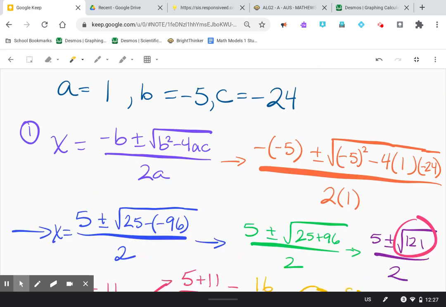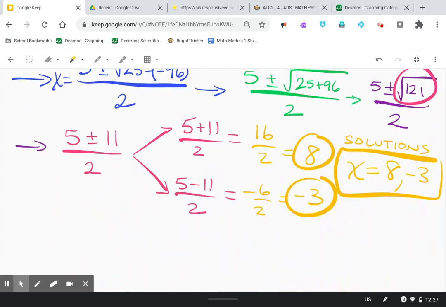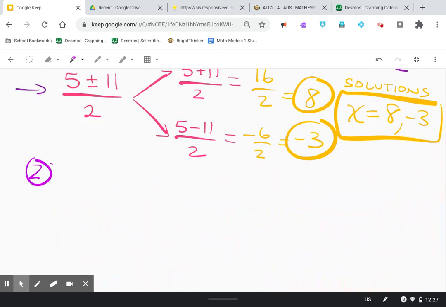So you can see it's really just simple arithmetic for the most part. You just have to be careful to plug everything in correctly and work it all the way out to the end. So that's the solutions. And now let's look at our vertices. So for number 2, or our vertex, we're going to find our vertex.